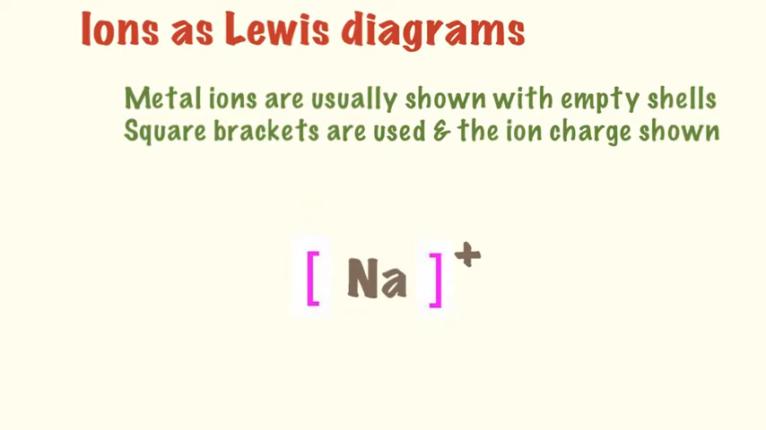Not that hard. Obviously, if we're doing a non-metal, then we would have a full set of, in most cases, eight electrons around it and the charge outside the brackets as well. So it'd be a negative charge, and the charge would correspond to how many electrons I have added.